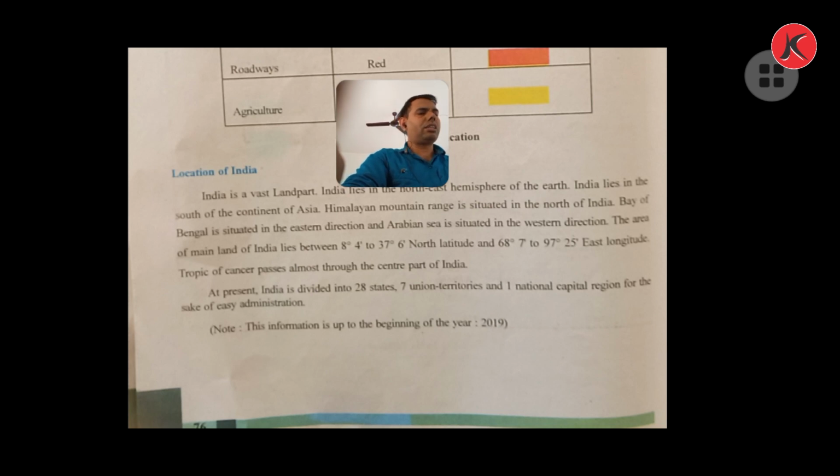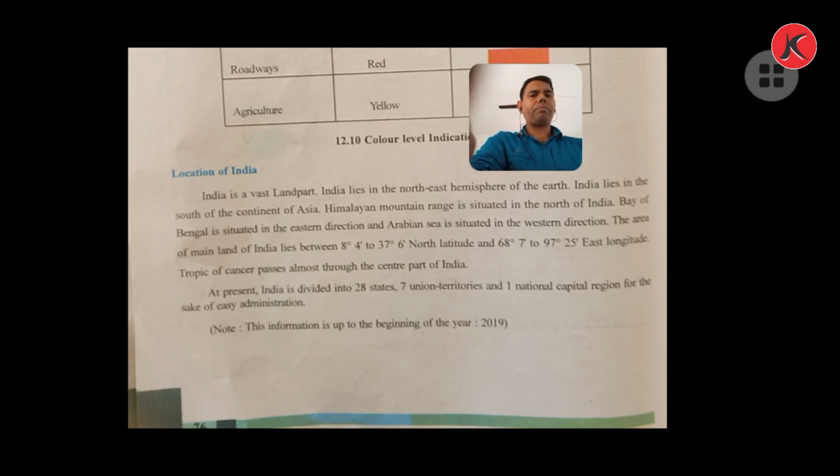Here is the location of India. India is a vast landmass. India lies in the northern and eastern hemispheres of the earth. India lies in the south of the continent of Asia. The Himalaya mountain ranges are situated in the north of India. The Bay of Bengal is situated in the eastern direction, and the Arabian Sea is situated in the western direction.